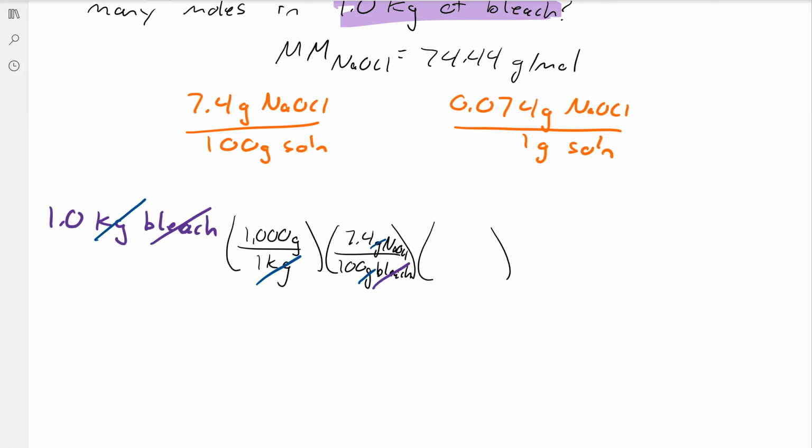Now that we're talking about just the sodium hypochlorite and not the solution, that's when we can start using the molar mass of the compound. So the molar mass of the NaOCl is 74.44 grams, so 74.44 grams per mole. The grams and the grams cancel out. And then we're left with 0.99 moles of our NaOCl.